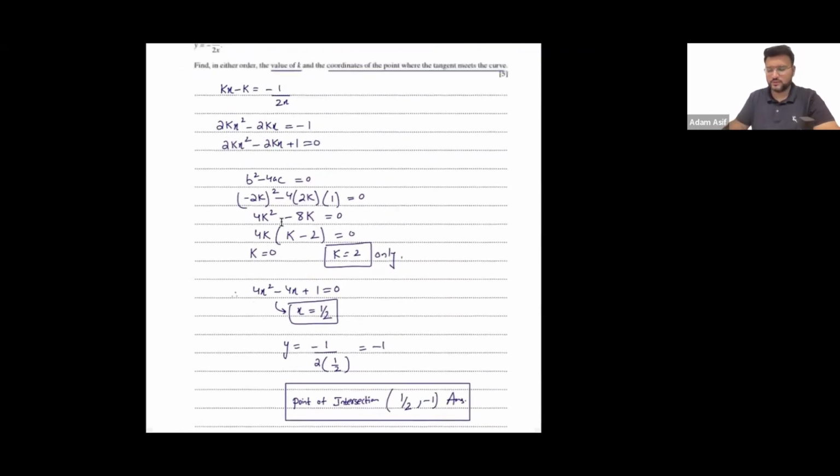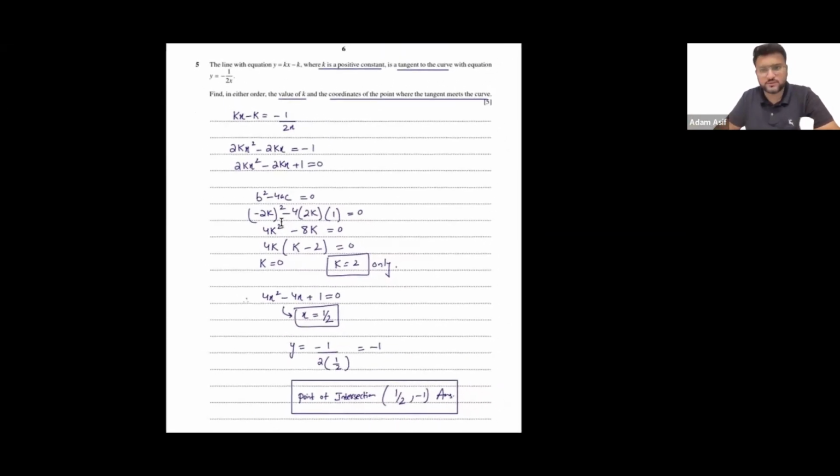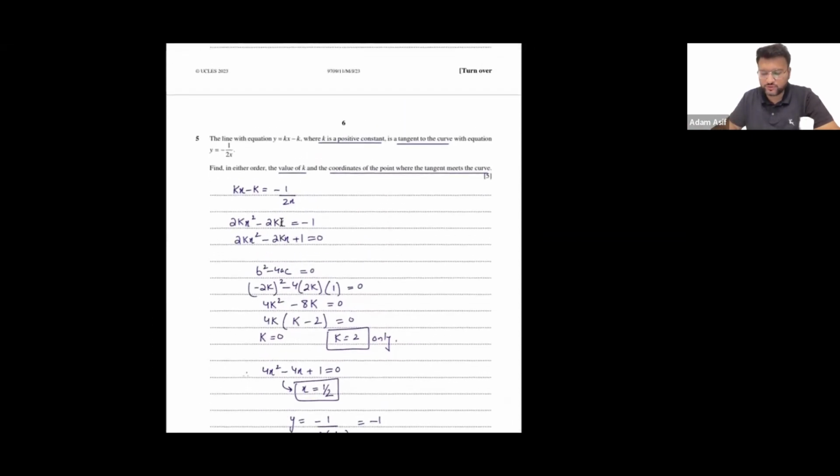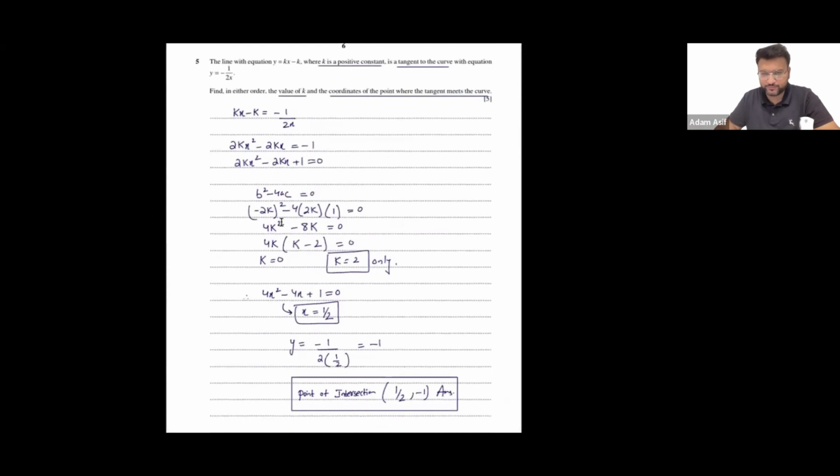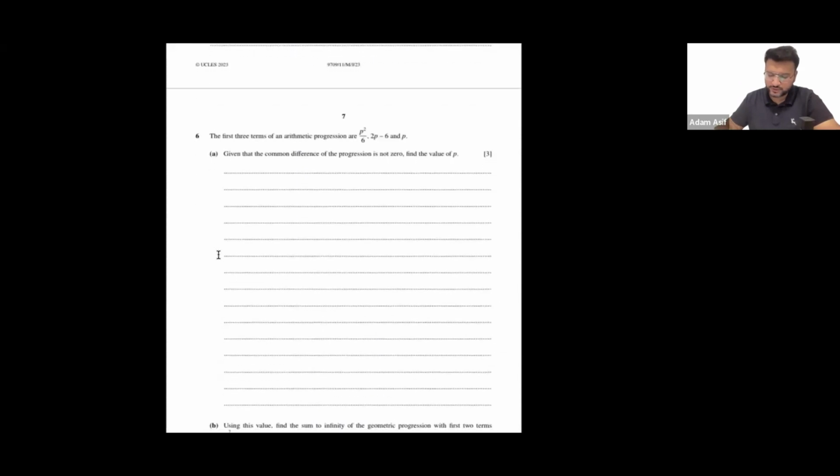All right. This is the solution for question number 5. If you have any questions, let me know. May, June 2023, variant 1-1. Okay. Understood? All right. Let's move on to question 6.